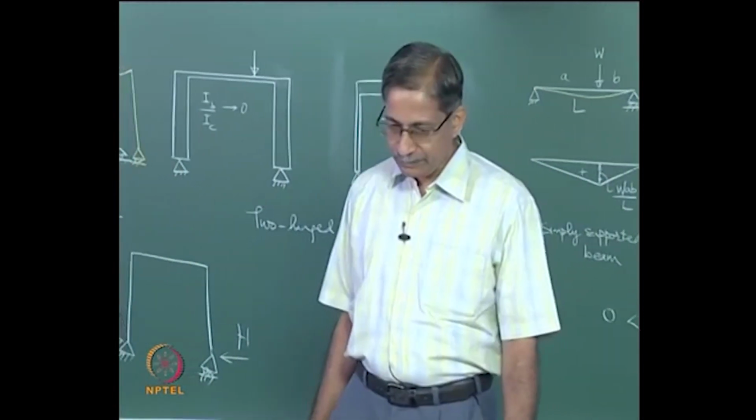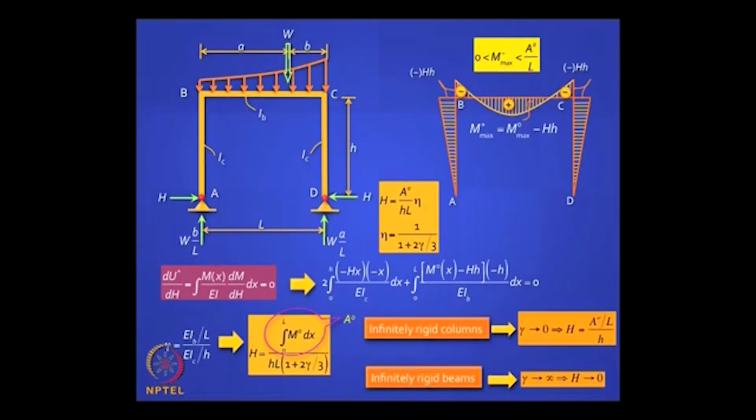Okay. Now let us use a parameter eta to take care of the gamma. So if we define eta as 1 divided by 1 plus 2 gamma by 3, which is essentially the denominator here, then capital H is A naught divided by h L into eta, right. And let us take simple problems. Let us take symmetric loading problems. Is this clear? It is quite simple.